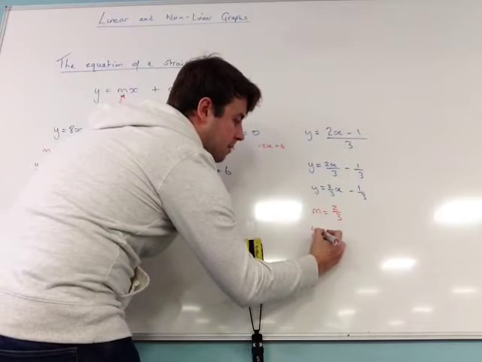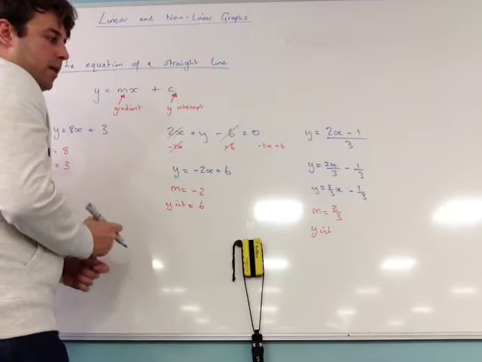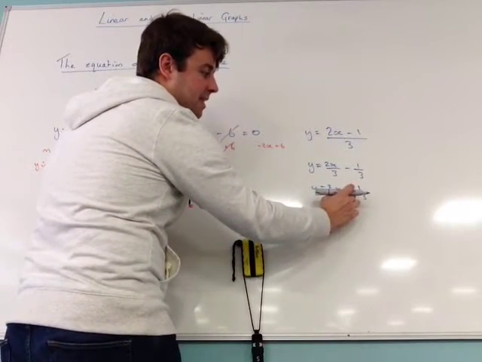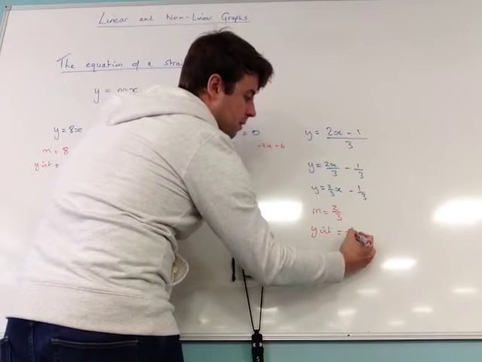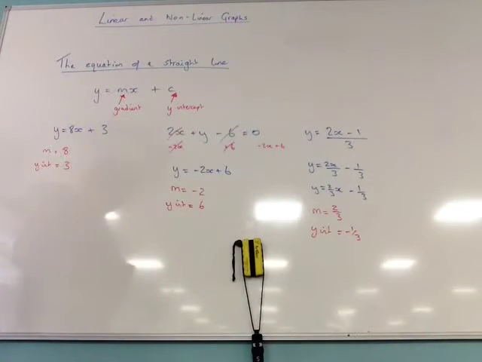And then the y-intercept, that is the constant, the number without a variable, without x attached to it. And I can see that it is a third. Be very careful, it is negative a third, so minus a third. So that's another example of a possible question you may be faced with.